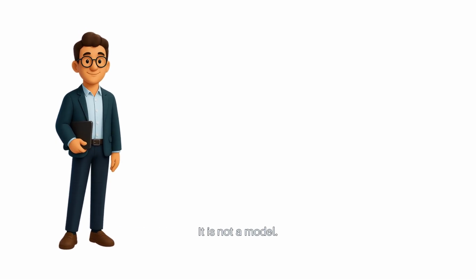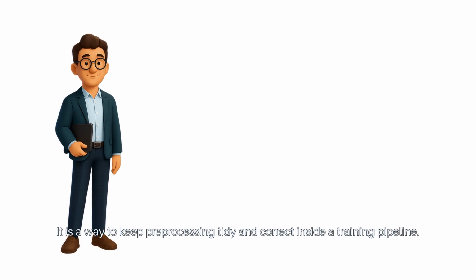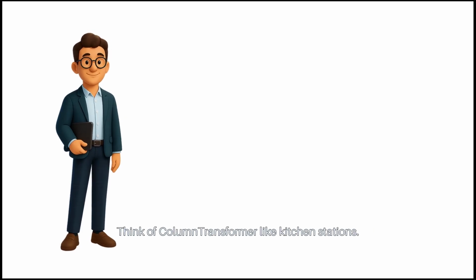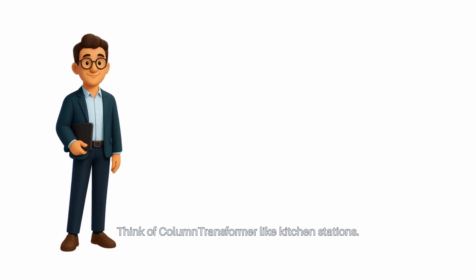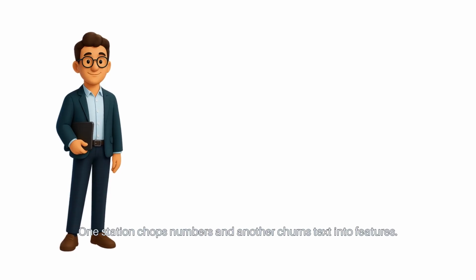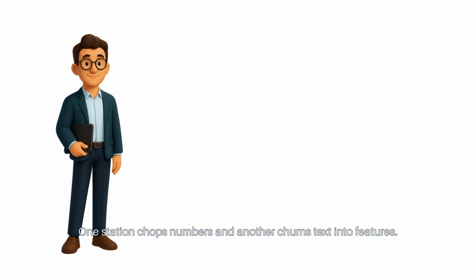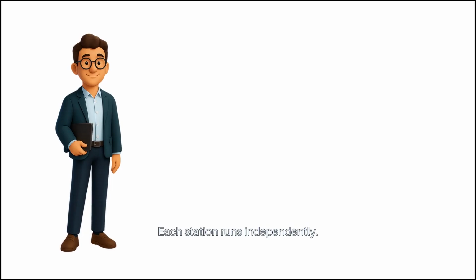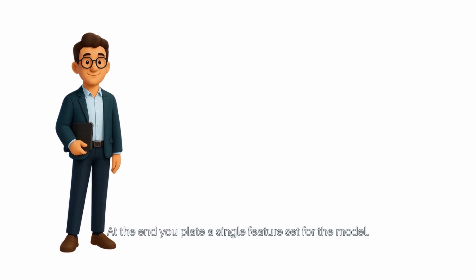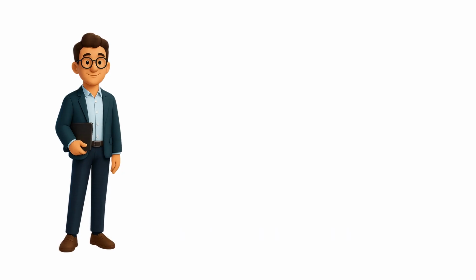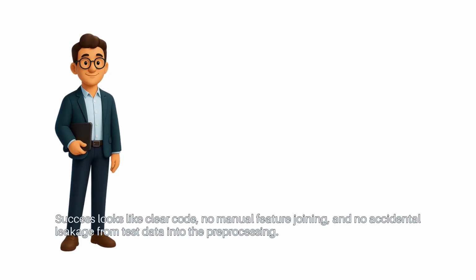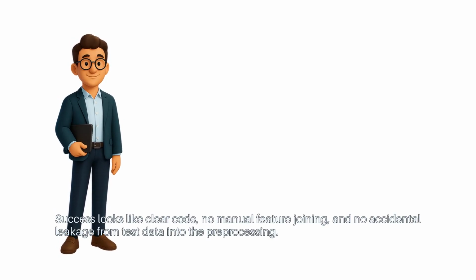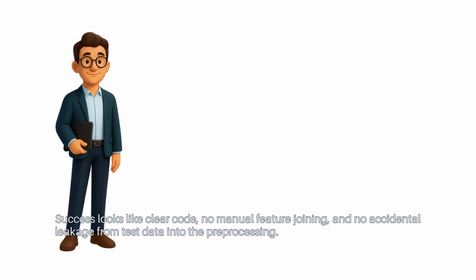It is not a model. It is a way to keep preprocessing tidy and correct inside a training pipeline. Think of ColumnTransformer like kitchen stations. One station chops numbers, and another churns text into features. Each station runs independently. At the end, you plate a single feature set for the model. Success looks like clear code, no manual feature joining, and no accidental leakage from test data into the preprocessing.